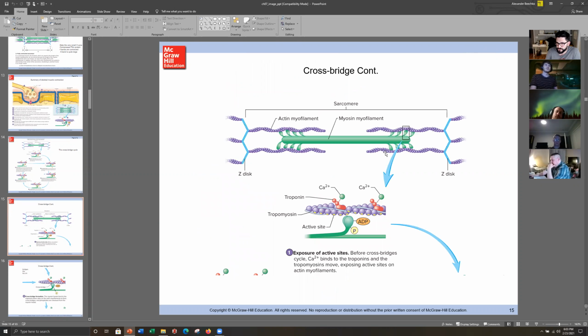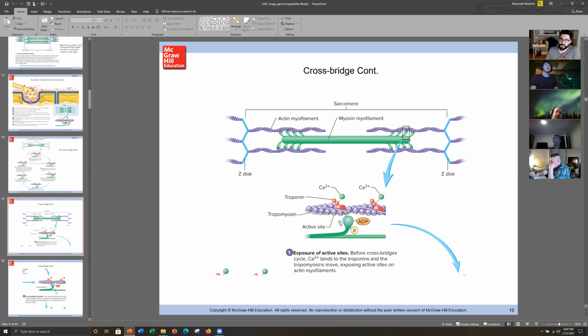So at rest, these myosin heads and actin filaments are not attached, all right? So they're not attached to one another yet. But if we introduce calcium, calcium will then cause that change to expose those active sites. When those active sites are exposed, we end up creating what we call a cross bridge. So the cross bridge here is where we have the myosin head attached to the active site of the actin filament. That's where we create the cross bridge.